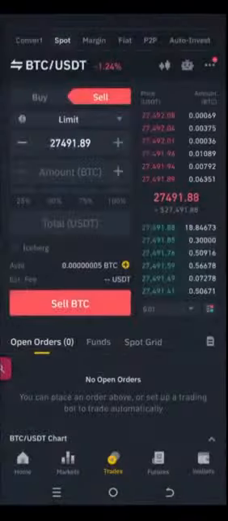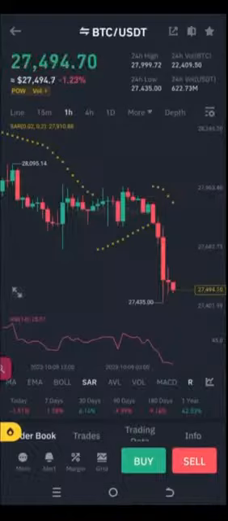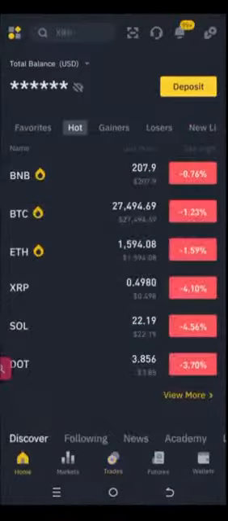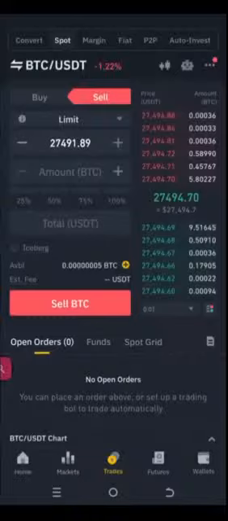BTC is dumping. This is one day. It's really been a bloodbath, as you can see here. If we go to the home page, you'll see that everywhere is red. A lot of coins are currently dumping right now. So the market is red, it's almost 90% red.